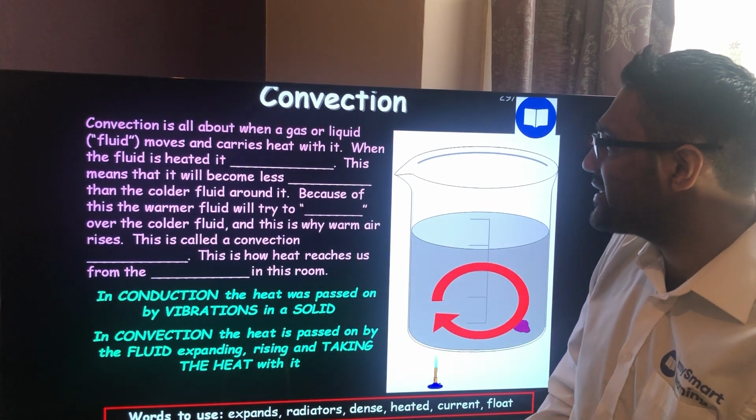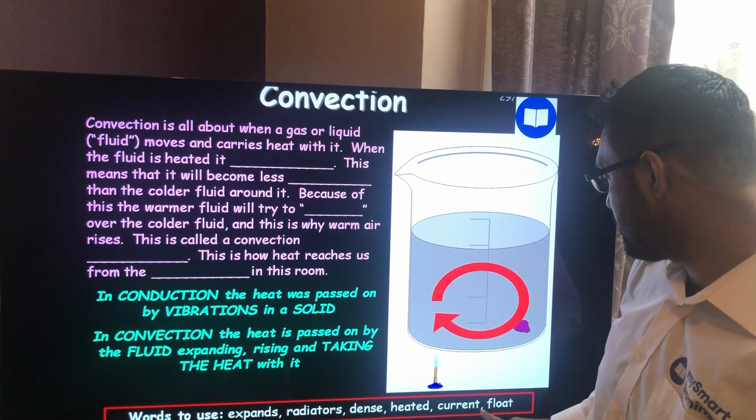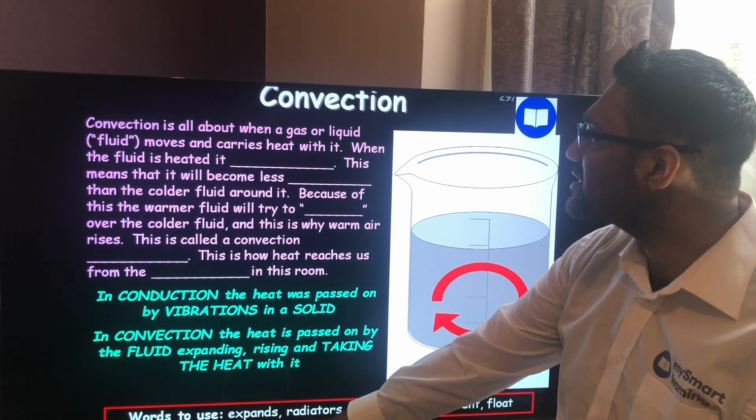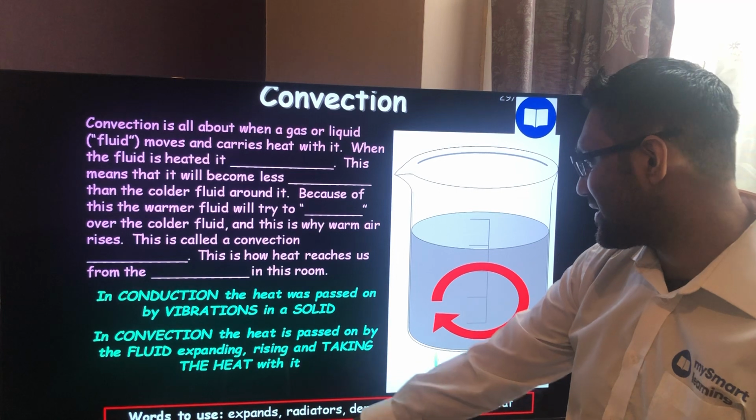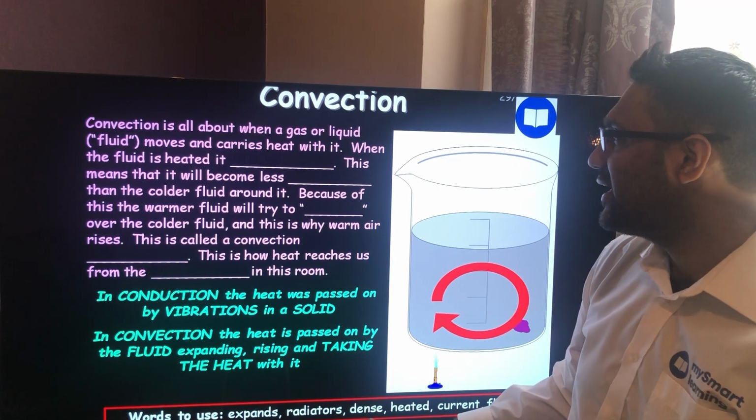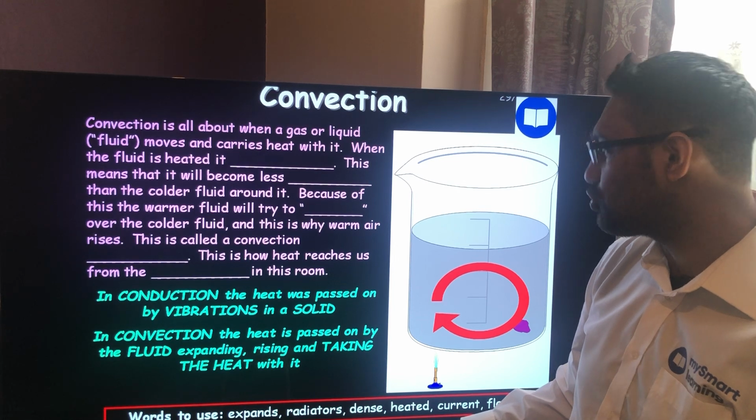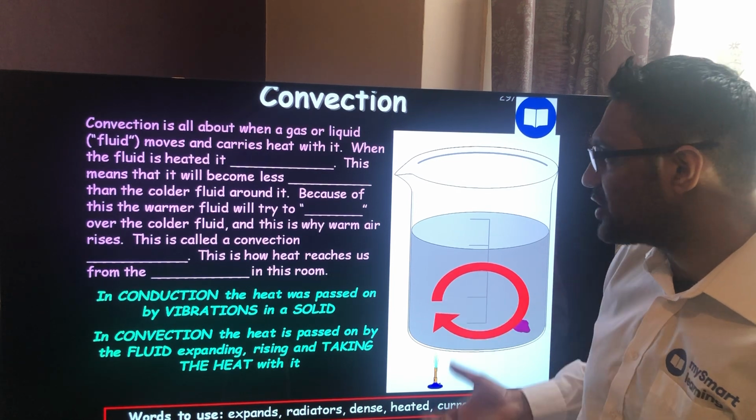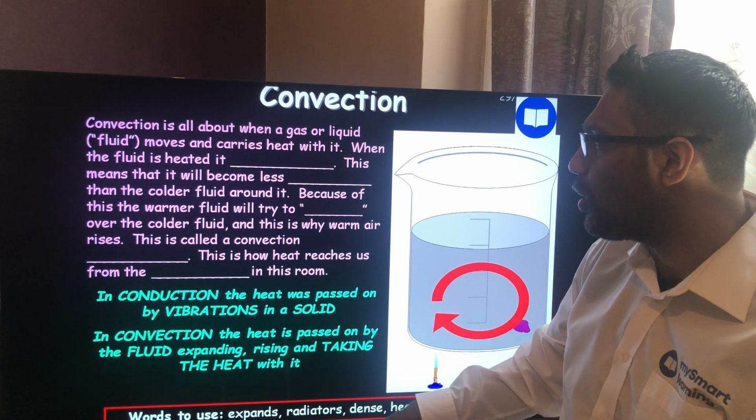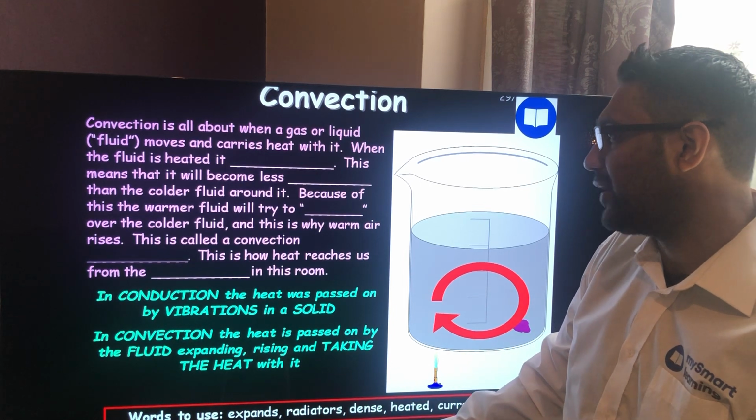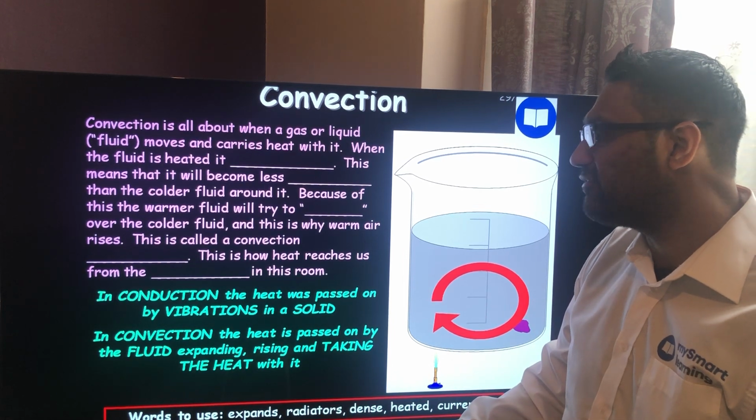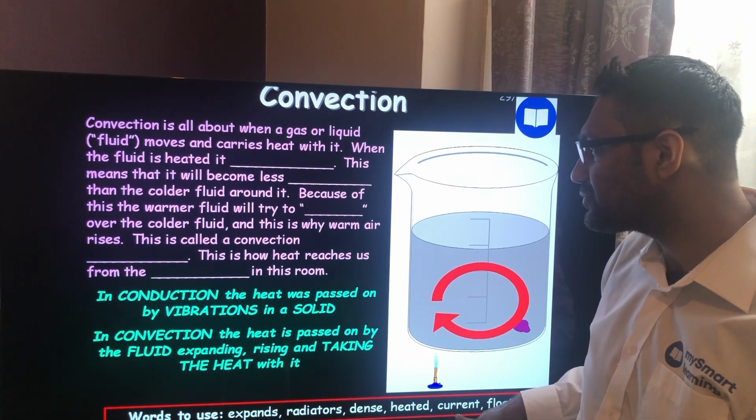When the fluid is heated, it expands. This means that it will become less dense than the colder fluid around it. Because of this, the warmer fluid will try to rise, to float over the colder fluid, and this is why warm air rises. This is called a convection current.